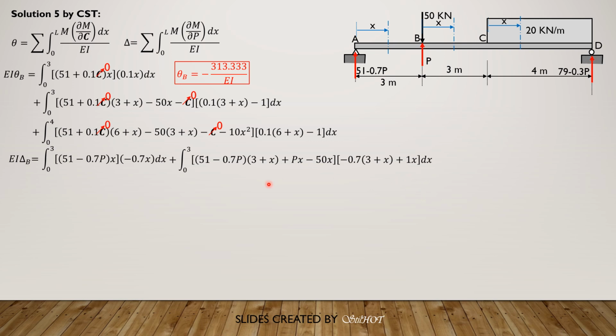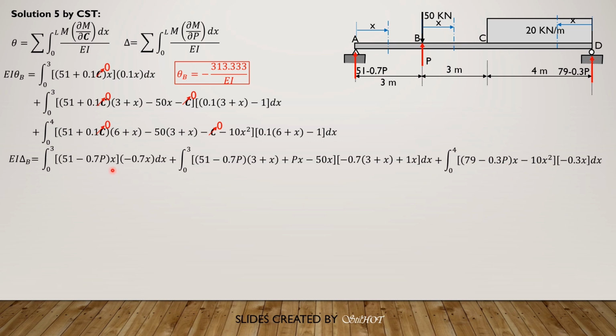Then the last term, we have to change because the equation is very long. So we make x start from D, and the result is the same. So it will be integral from 0 to 4 of 79 minus 0.3P times quantity x, minus 10x squared, then the derivative is negative 0.3x. So quantity 79 minus 0.6P times x, then minus the moment of this load, which is 20 times x times 6 over 2, or minus 10x squared. Then the derivative of this equation with respect to P is negative 0.3x.